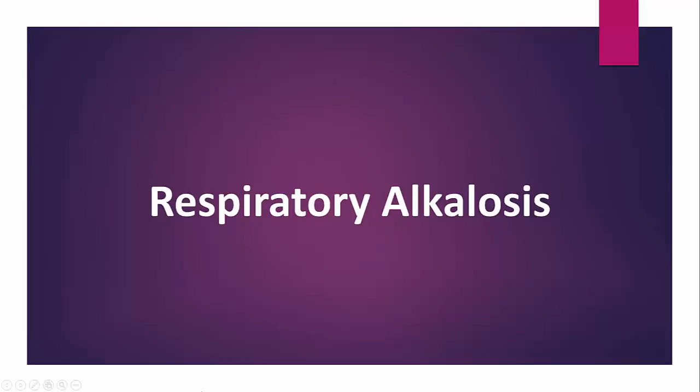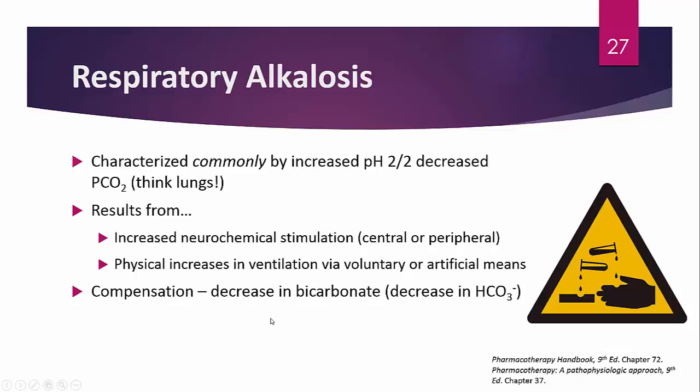The next topic we'll talk about is respiratory alkalosis. And it's characterized commonly by increased pH secondary to decreased PCO2. So think the lungs. Increased pH corresponding with alkalosis, and PCO2 going on with the lungs, which is respiratory. And this can result from increased neurochemical stimulation. This can be through your central or peripheral nervous systems, as well as physical increases in ventilation via voluntary or artificial means. And those artificial means will include things such as mechanical ventilation or CPAP mask.